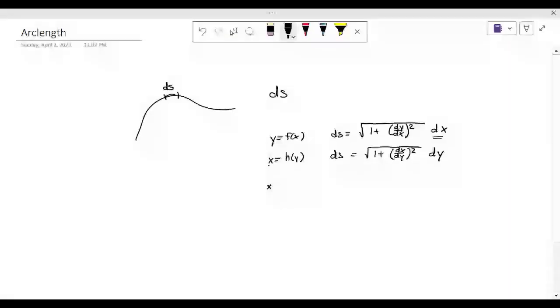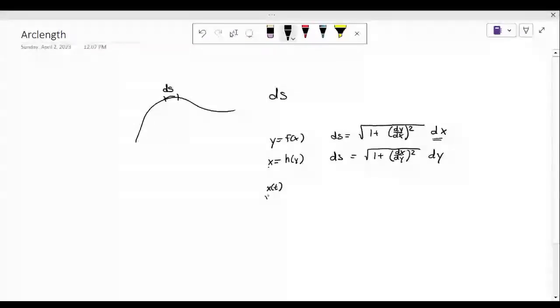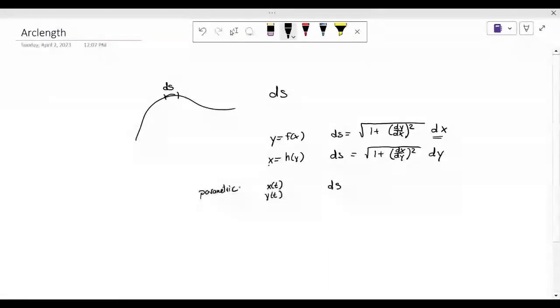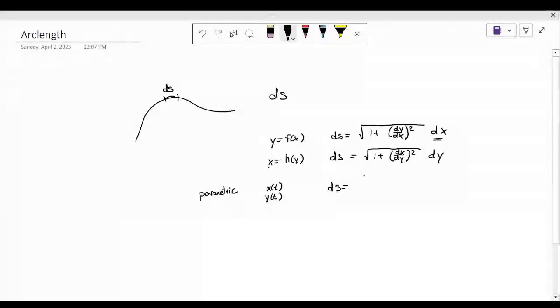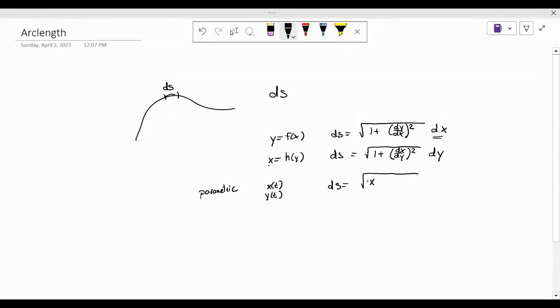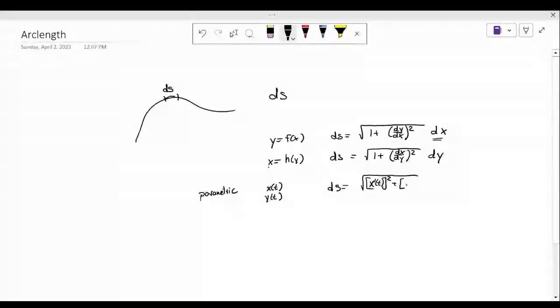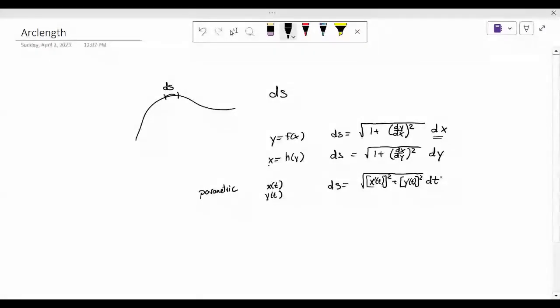Okay. And then if x and y are both functions of a parameter, which I'm going to call t, so that's the parametric stuff. Doesn't have to be t. Right, we're just going to differentiate both x and y with respect to the parameter t. I guess I can write it this way and square those and add, square root, right? It's just an application of the Pythagorean theorem in calculus. And of course, we're going to be integrating with respect to the parameter, whether it be t or theta, whatever. Yes?